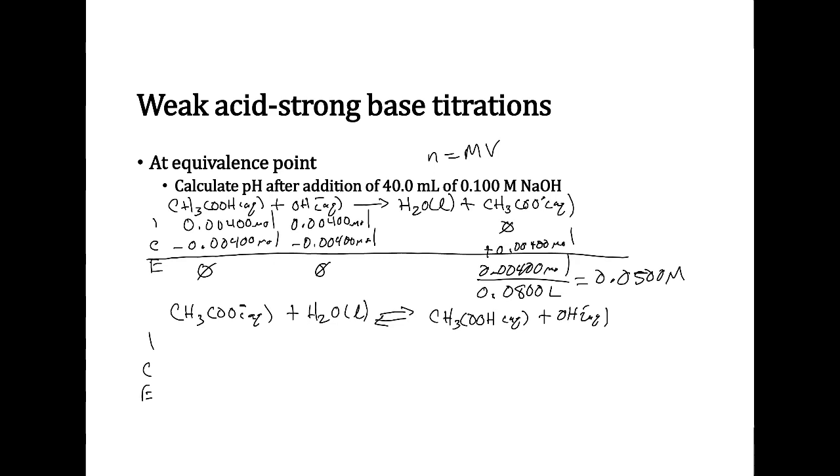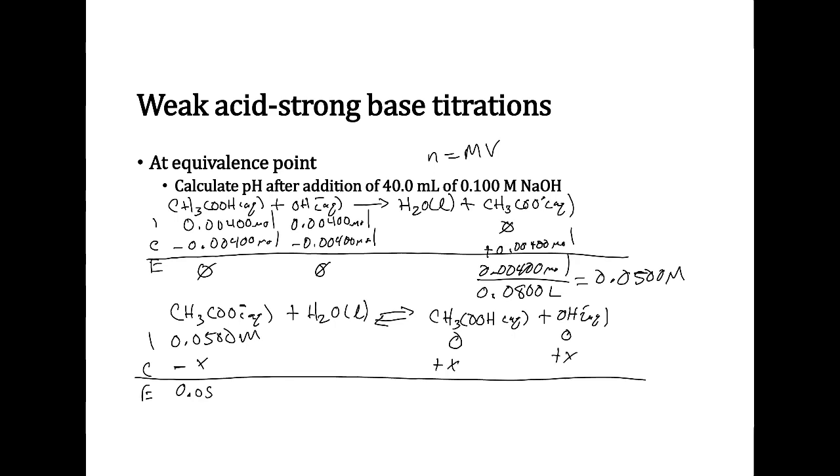Our initial concentration is 0.0500 molar. And if you're using an acid or a base constant, then you are going to have your ICE chart in terms of molarity. If you're looking at neutralization, you're going to have it in terms of moles. 0 initial acetic acid, 0 initial hydroxide. We have minus X, plus X, plus X. 0.0500 minus X, plus X, plus X.